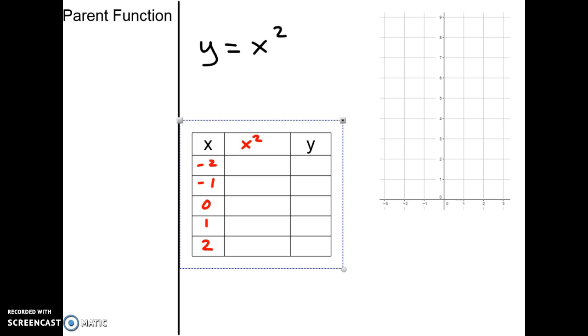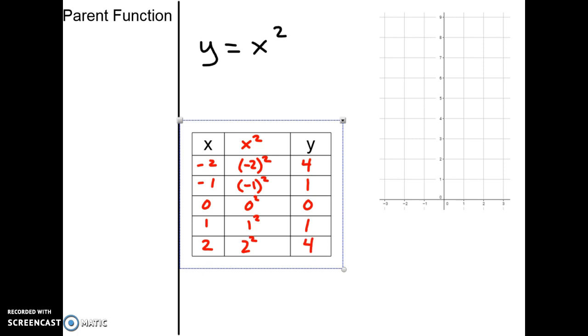So here we're going to plug in -2 squared. That would be -2 times -2, that would be 4. And here, -1 squared, that would be -1 times -1, which is a +1. Here we have 0 squared, which is just 0. And 1 squared, 1 times 1 is 1. 2 squared, 2 times 2 is 4.